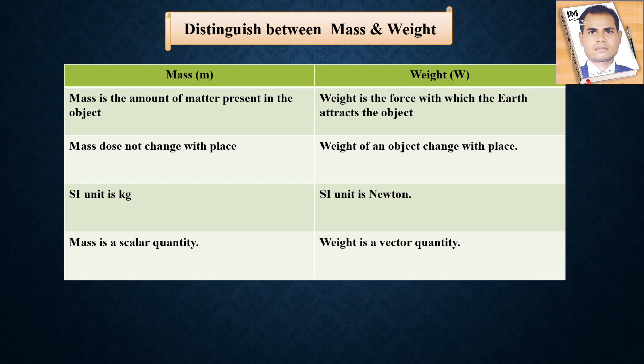Next, the SI unit of mass is the kg, and the SI unit of weight is the Newton. Mass is a scalar quantity and weight is a vector quantity. So like this we have to remember the difference between mass and weight. Mass is denoted by small m and weight is denoted by capital W.